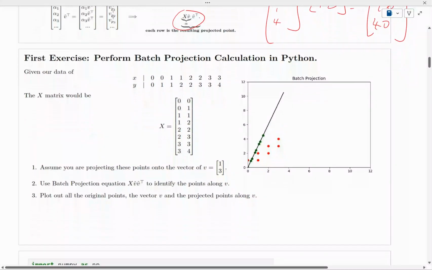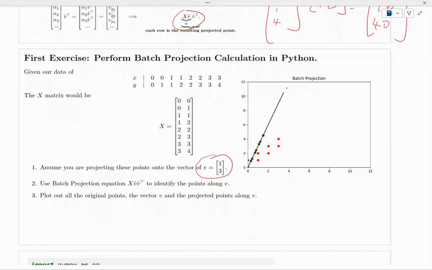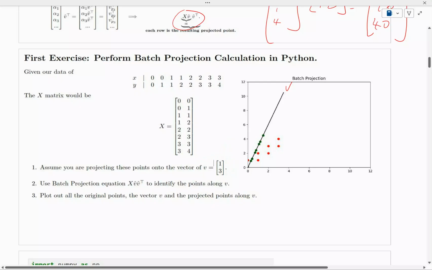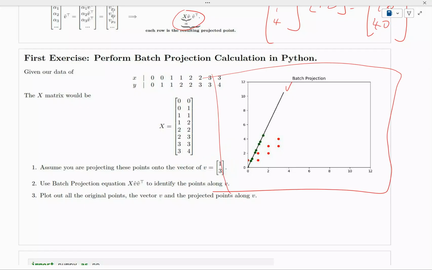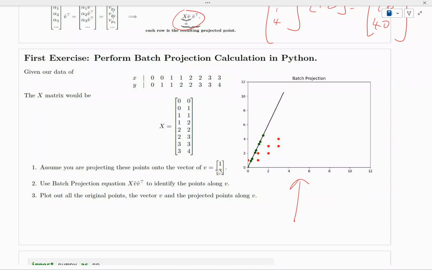Now, in order for you to really consolidate this idea, you need to perform this. Here's the data, and what I want you to do is project it onto the vector v. This is not normalized. So perform this batch projection and plot this out. Make sure you're able to get all these points. That's your first exercise. Pause the video and actually try to do it.